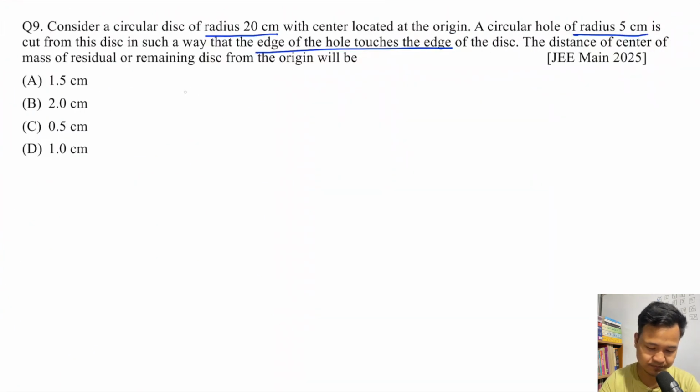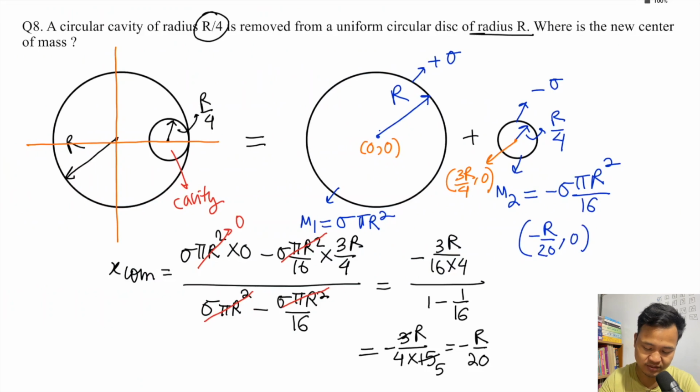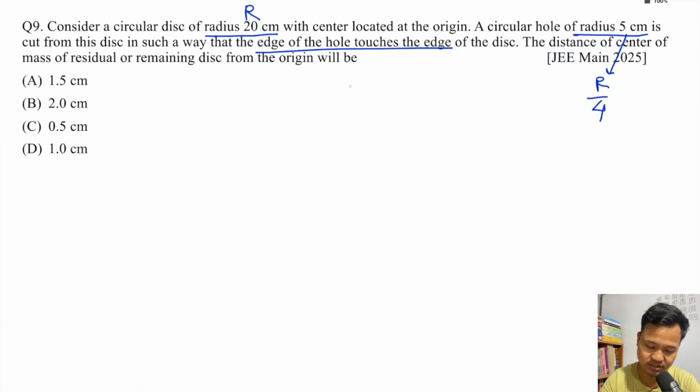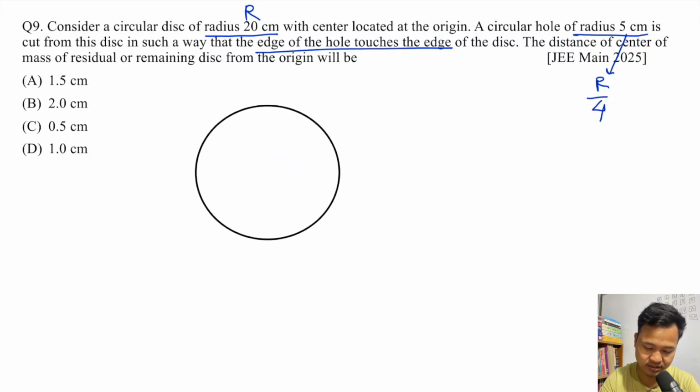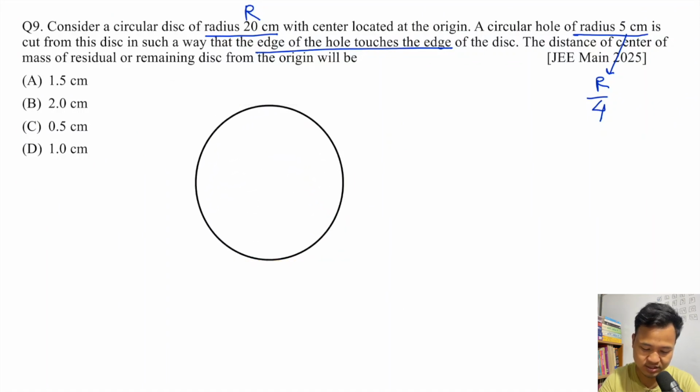So this is R by 4. Okay. The previous question, everything is same. You just have to put the values here, okay? So you have something like this. You have a circular disc, and a small disc is removed, radius R by 4. So it is exactly the same as the previous one.